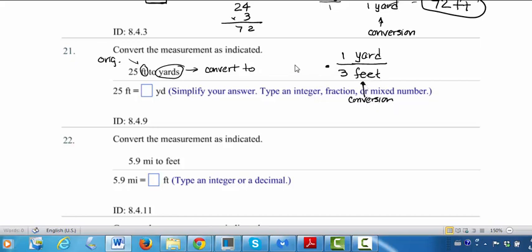Right, and I multiply that by 25 feet. So my feet cancel. And I have 25 over 3 yards. Right, and if I want to convert that to a mixed number, 3 goes into 25 8 times with 1 left over, right? So it's 8 1/3 yards.